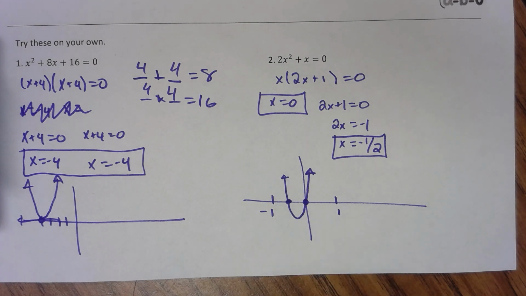So graphically, I could at least get an idea as to where the graph crosses the x-axis and draw a rough sketch based on where these x-intercepts are. Okay, so that is it. That's why we factor.